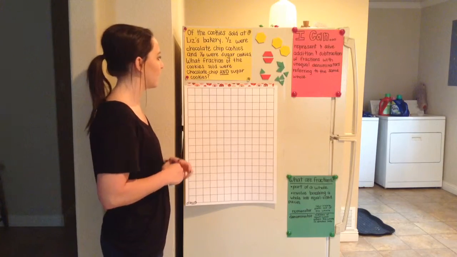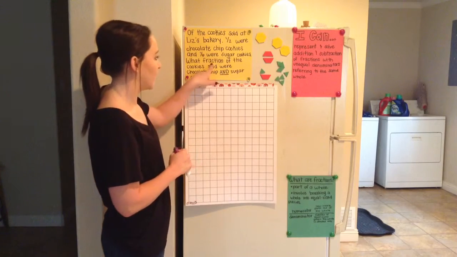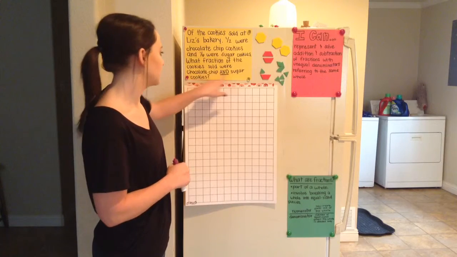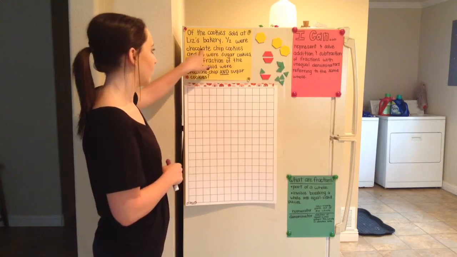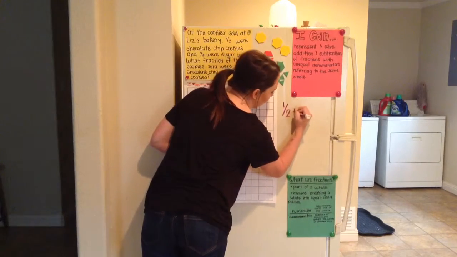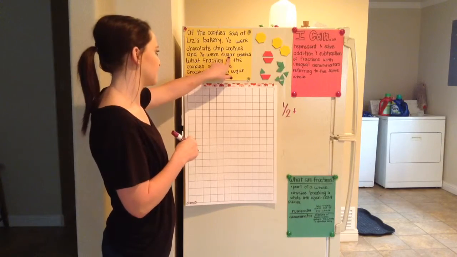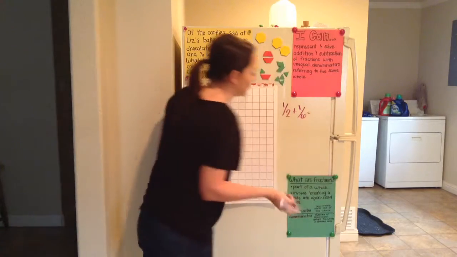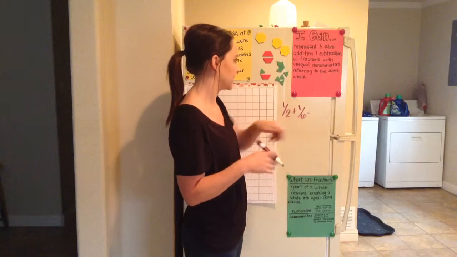So now we need to think, what is the question asking us? What do we need to find? We are looking for the fraction that represents the number of chocolate chip and sugar cookies. So we're going to need to add our fraction given up here that represents chocolate chip cookies, which is 1/2. We're going to be adding that to our 1/6 that represents the number of sugar cookies. So now we know that what we need to figure out is 1/2 plus 1/6.